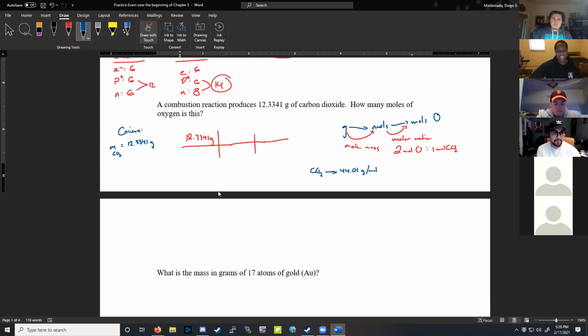How do I set up my problem or my conversions? Put your molar mass in the bottom. Yes, this is 44. And first of all, what compound am I working with here? Carbon dioxide. I recommend you always write down what molecule you're working with, because then you know what you have. And then what am I going to convert to? 2 moles of oxygen per 1 mole of CO2.